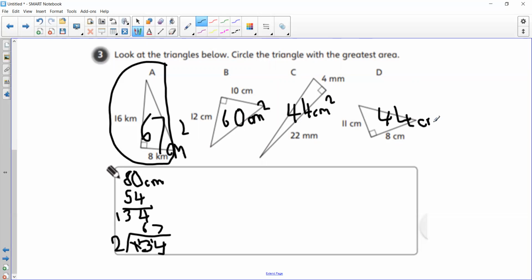So in all fairness, you've probably circled A anyway, because it's the biggest area that we've got, biggest number that we've got. But actually, if you'd noticed what we're measuring, our units of measurement, you'd notice this one's the biggest anyway. So that should be your answer.